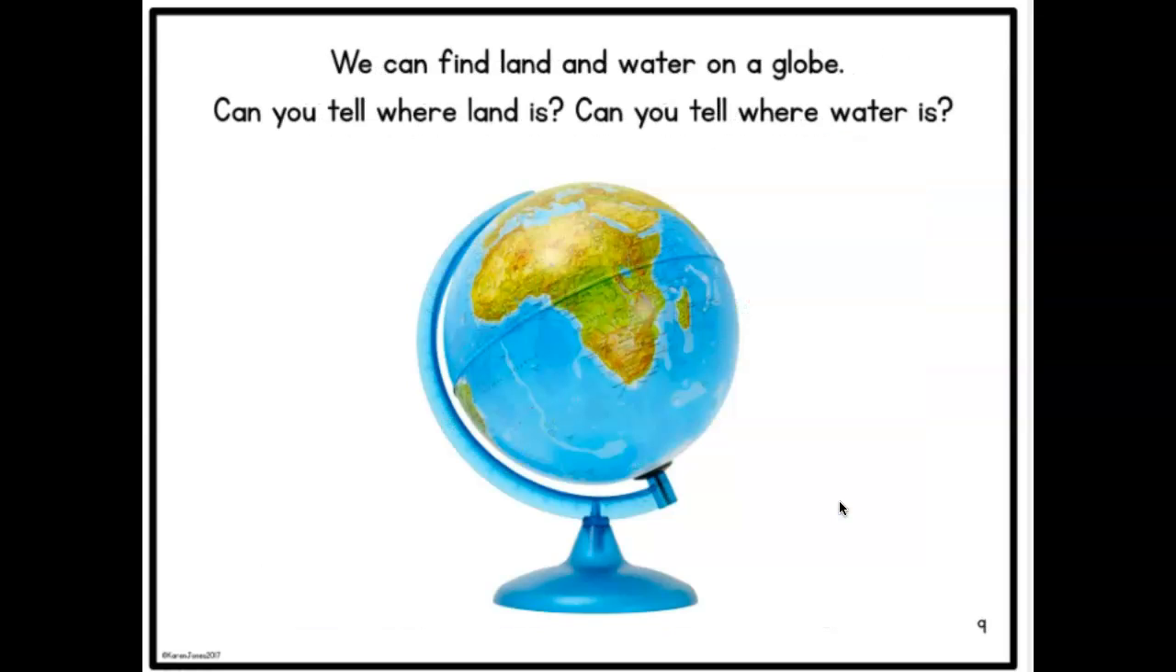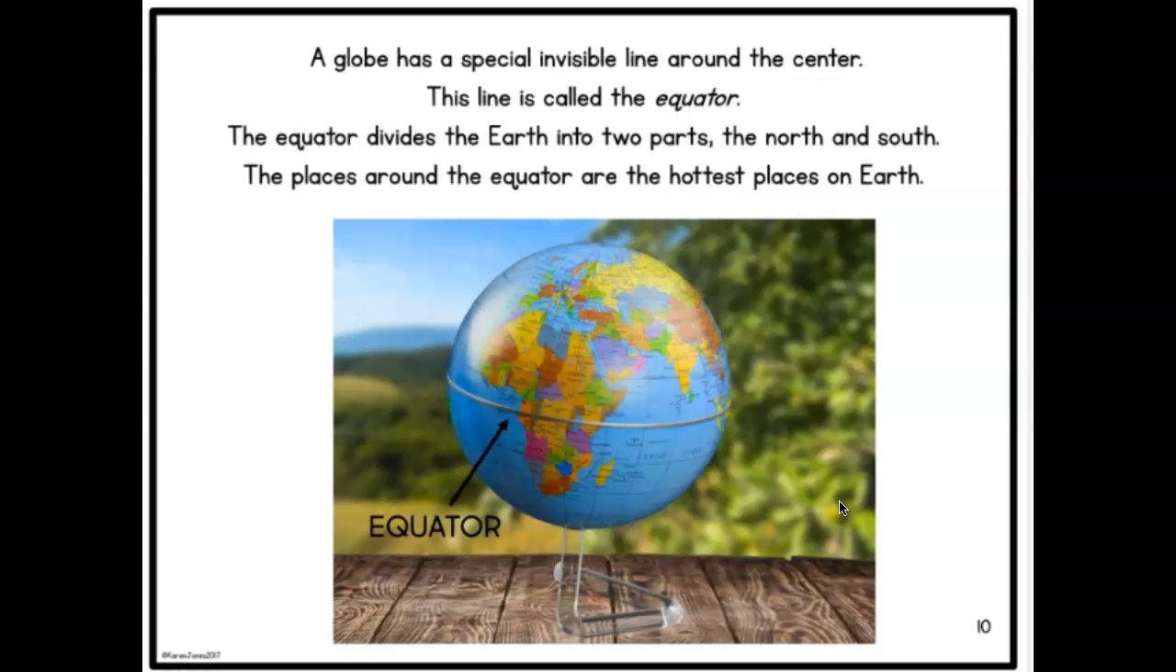We can find land and water on a globe. Can you tell where land is? Can you tell where water is? A globe has a special invisible line. Remember, invisible means you cannot see it. There's a special invisible line around the center. The line is called the equator. The equator divides the Earth into 2 parts, the north and the south. And the places around the equator are the hottest places on Earth.